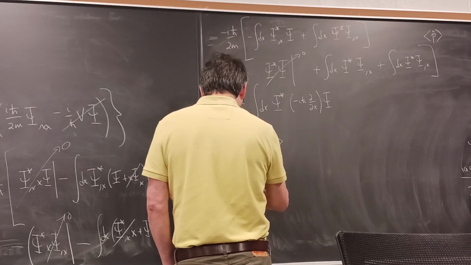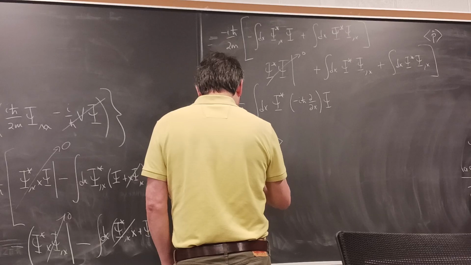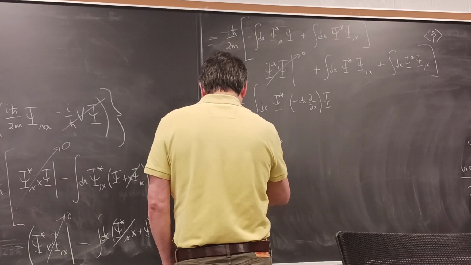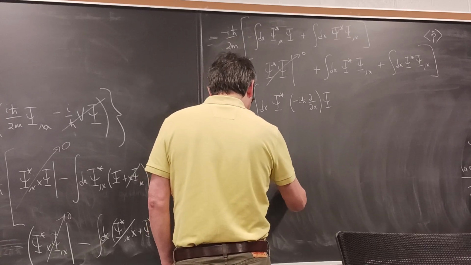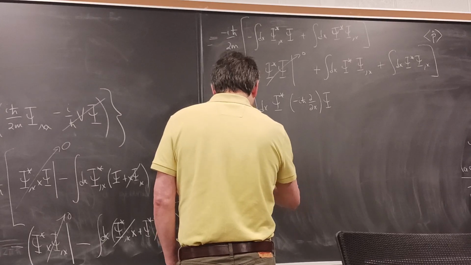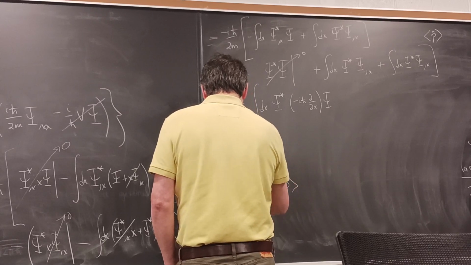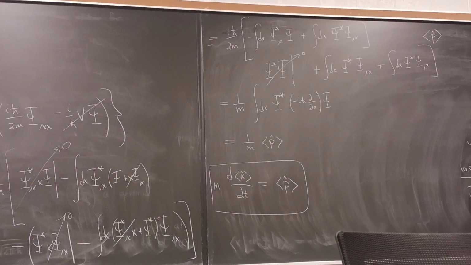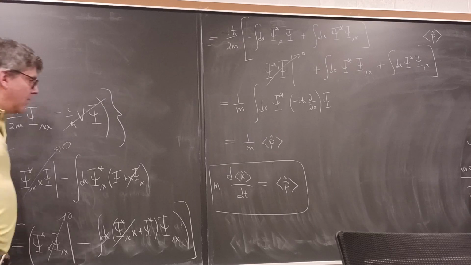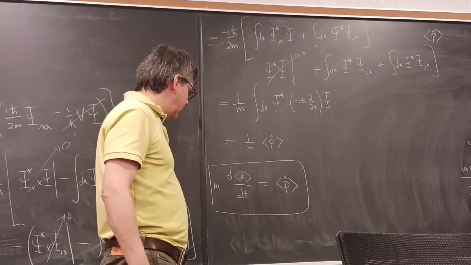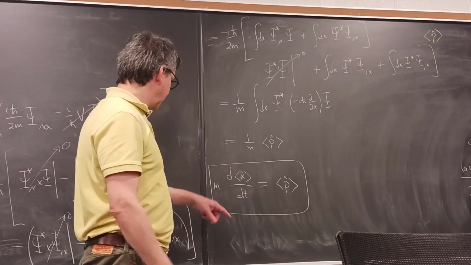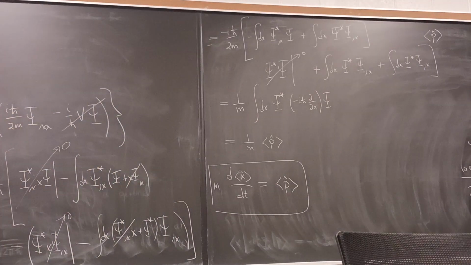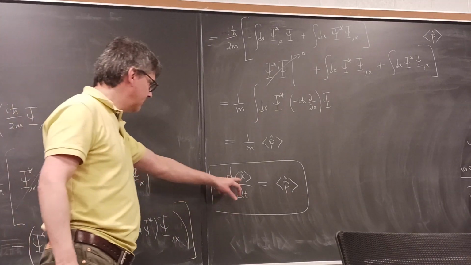So we just showed that m dx by dt is the expectation value of p. And then you're dividing out the mass, so you get the velocity, because momentum is mass times velocity, right? So that's why it's 1 over m times the expectation value of p. I can also just bring it up to the other side and say m dx by dt is p.